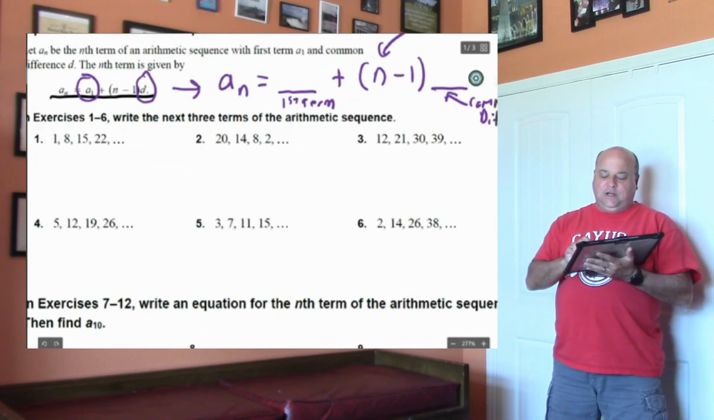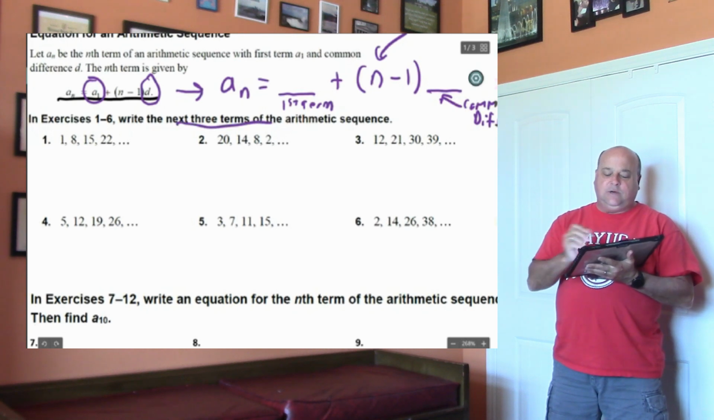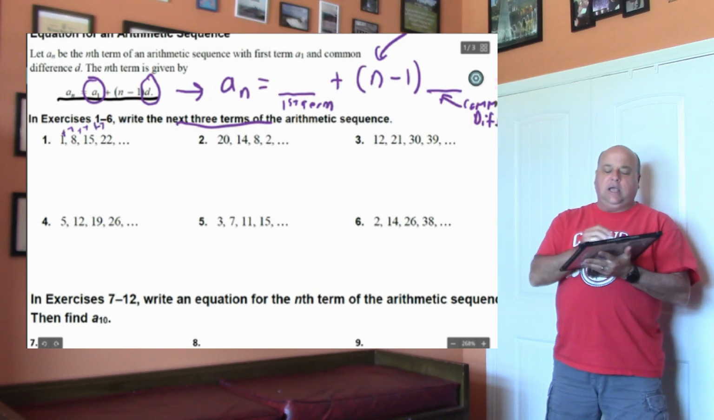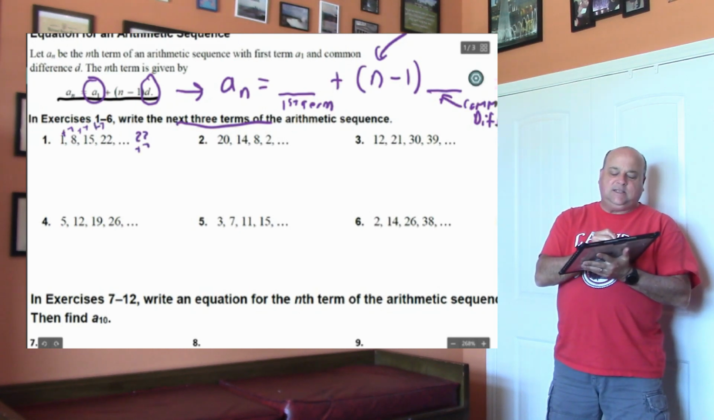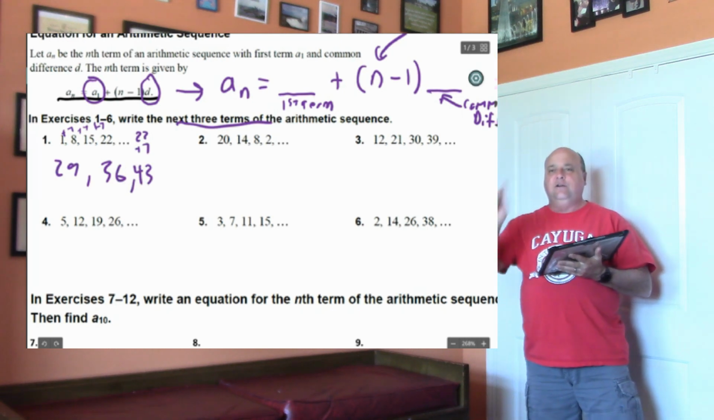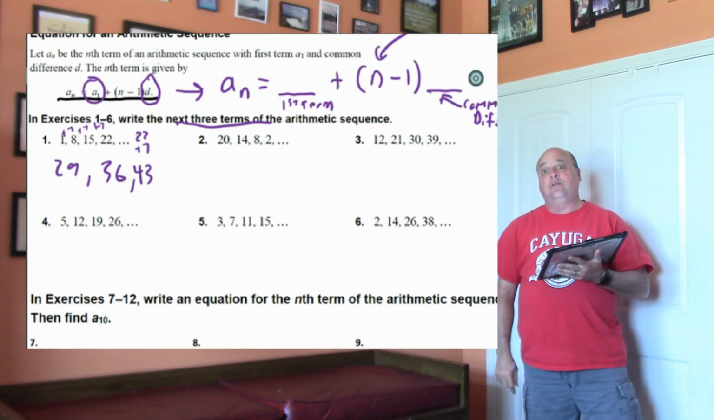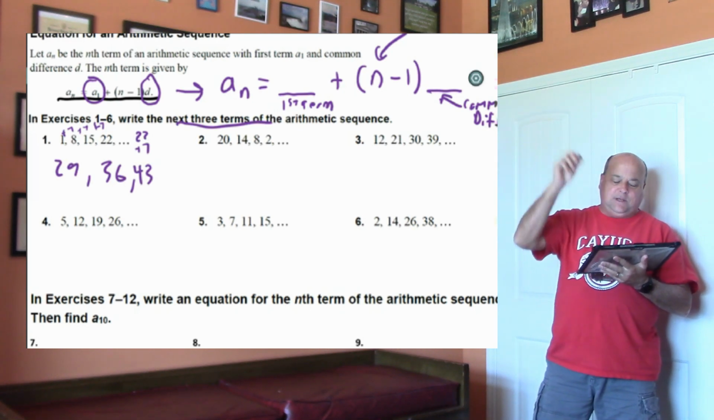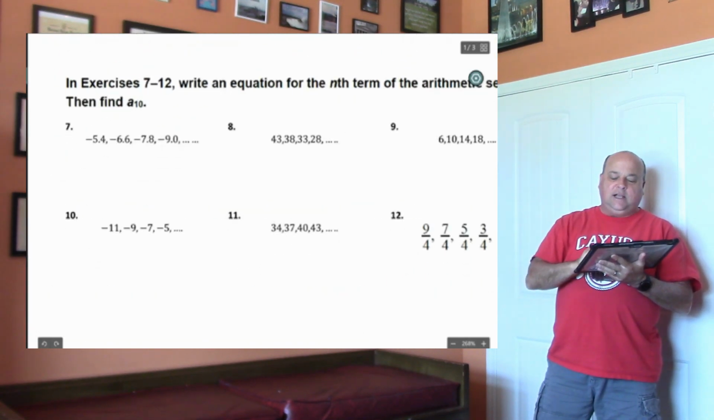This part right here is very simple. Write the next three terms. I'm only going to do one for you. Right here, if you look, we're adding 7, aren't we? So if I do 22 plus 7, I get 29. If I add 7 to that, I get 36. If I add 7 to that, I get 43. You could use your calculator, just keep putting plus 7 and hit enter, couldn't you? So all you have to do on those is just get the next three. That's a piece of cake. Now then, let's go to the next one.